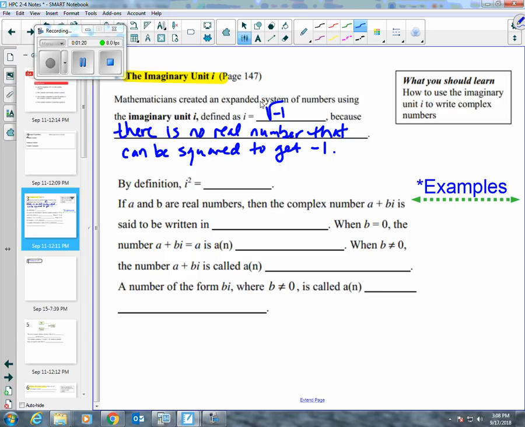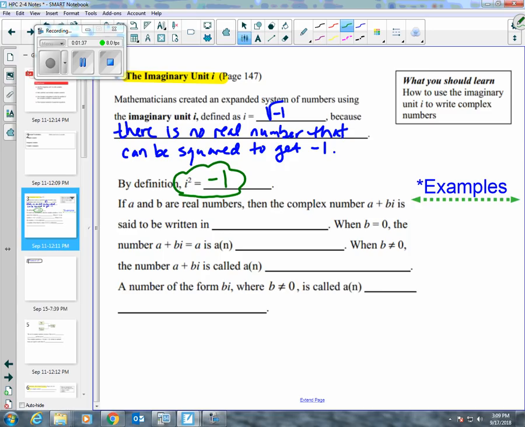So we call that the imaginary unit then, so i. Now when you square i then, so the square root of -1 times itself, you get -1. So by definition, i squared then is -1, which is going to be a super helpful definition for us moving forward. So that's something to hang on to.